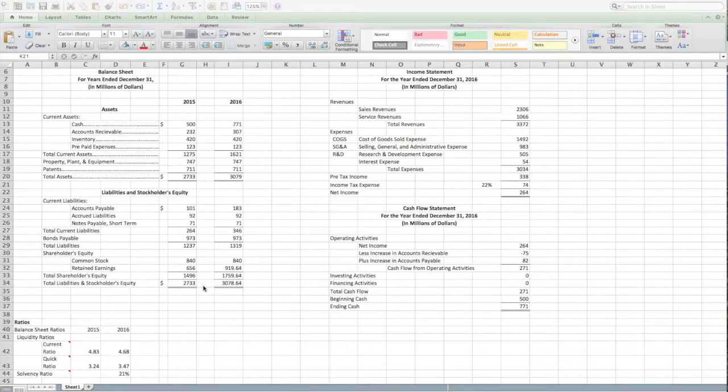So what we will do here is calculate a couple of ratios. I've done them down here, and I'll show you how to do them. And they are balance sheet based ratios. So they're based on these numbers here.